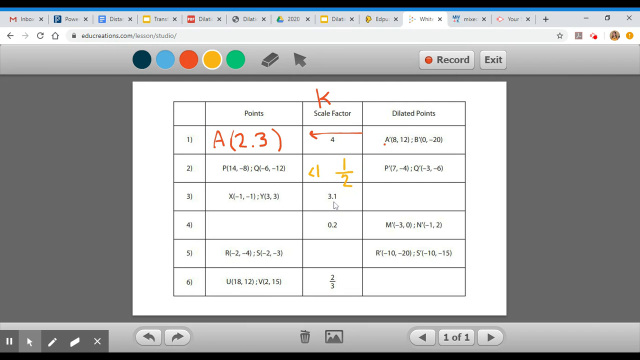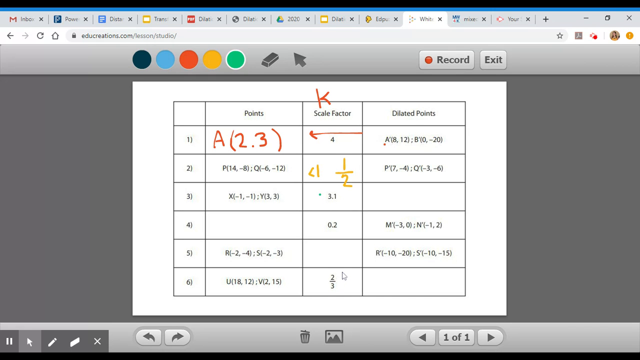Okay. Here, even if it's a decimal value or if it's fractional, we're going to be able to figure out the dilated points. Here, I would take each value, I'd multiply by 3.1 to find the image.